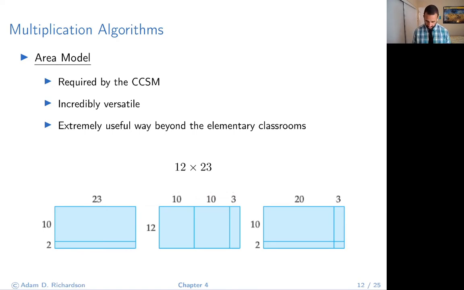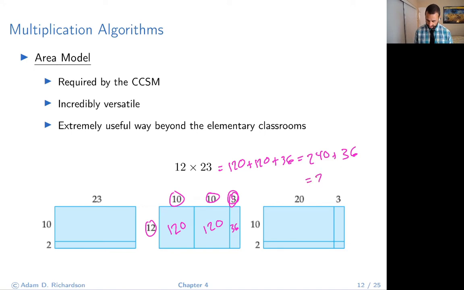Now we're going to compute the area of each one of these little blocks. So let's try it. What's 12 times 10? 120, right? That's an easy computation. What is 12 times 10 again? 120. And then what is 12 times 3? That's 36. So if you add those all together, you're going to get 120 plus 120 plus 36, which is 240, plus 36, which is 276 again. Pretty cool, huh? I think that's amazing.